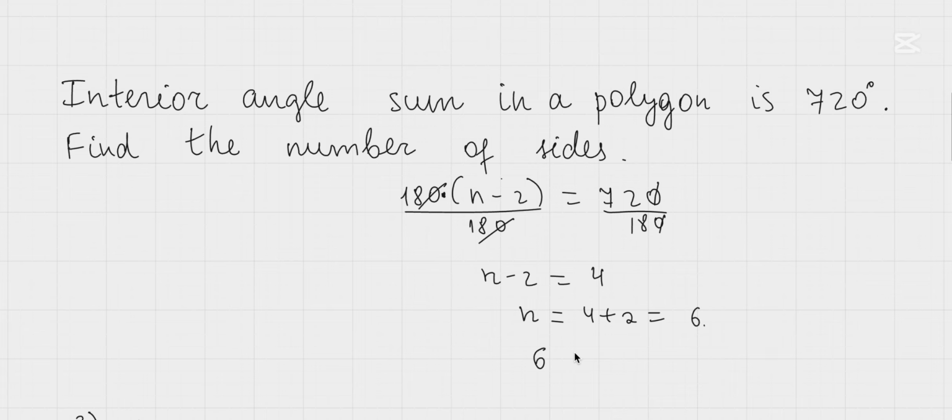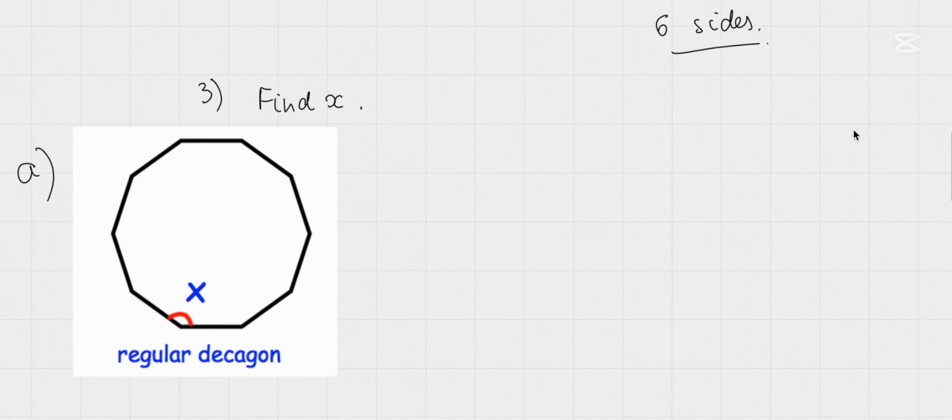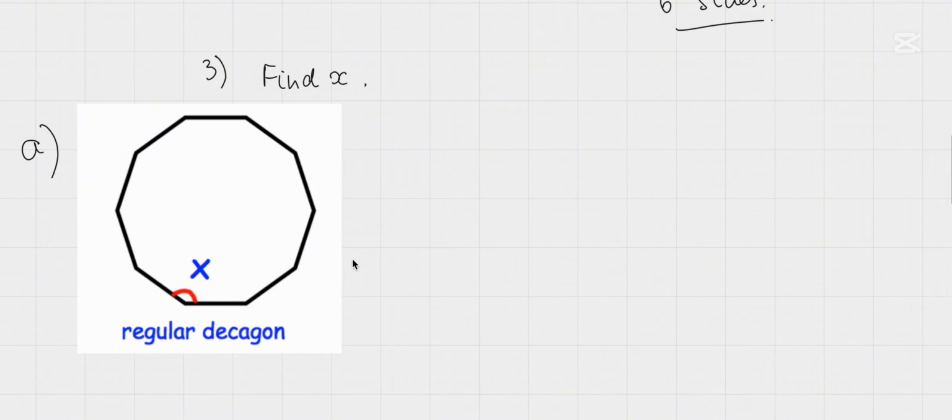So we have 6 sides. Basically, this is a hexagon, and you can even learn from this exercise that the interior angle sum in a hexagon is 720 degrees. Let's look at exercise 3. In this exercise, we have a regular decagon.